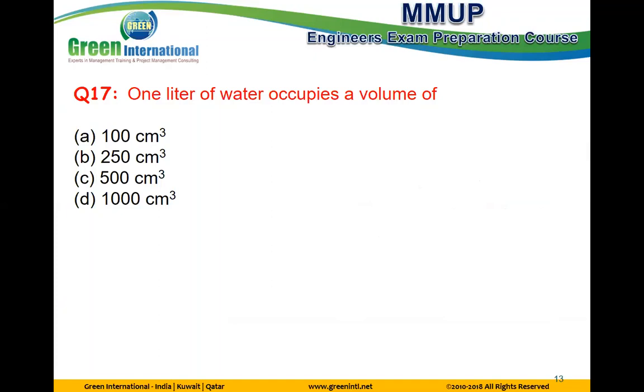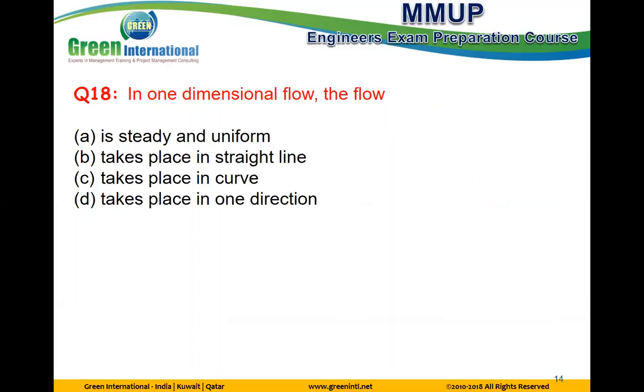D, 1000 centimeter cube. D, 1000 centimeters. D, correct. What is one-dimensional flow? B, flow that takes place in a straight line. Correct.